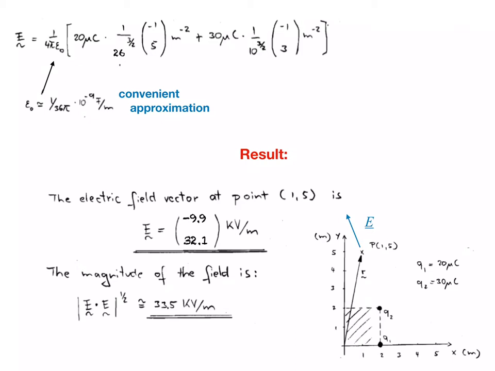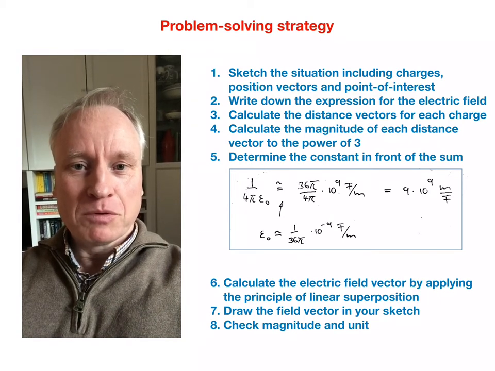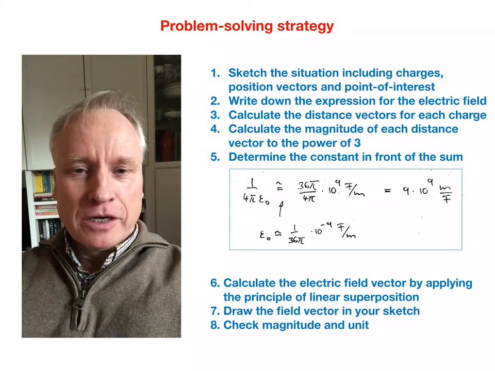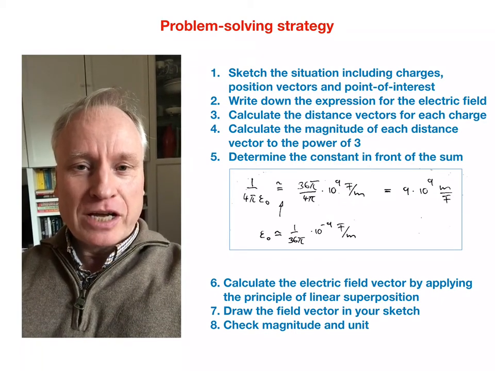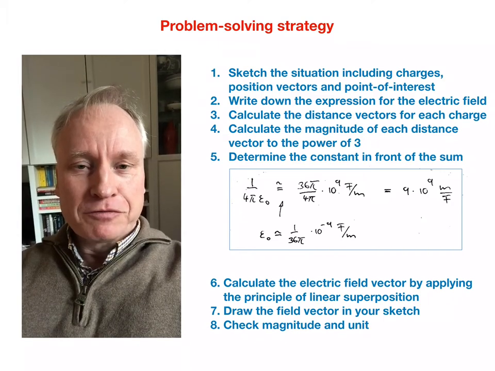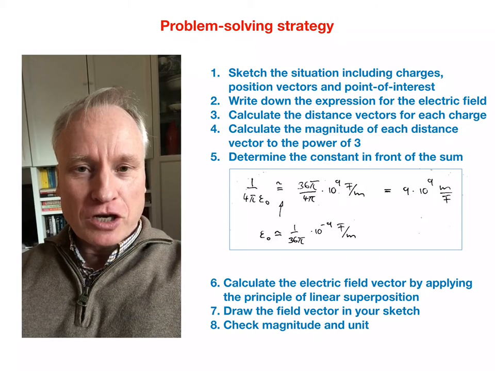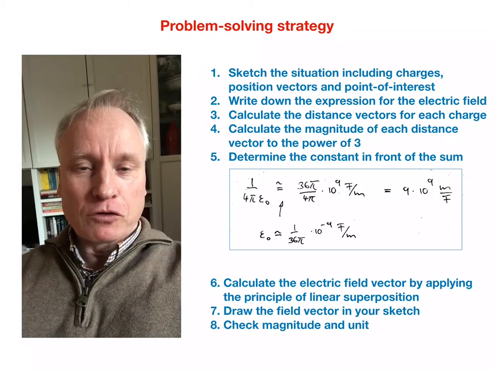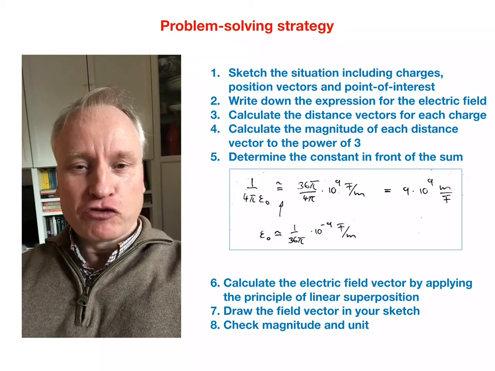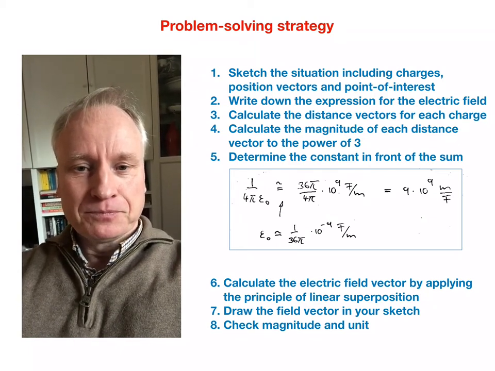it points in the direction of 11 o'clock at the point 1, 5. A good strategy for solving problems like this is to first draw a sketch of the situation, including all the charges that create the electric field. Then work out the difference vectors between those charges and the point of interest for each of those charges, then the magnitude of those vectors. Finally, add all the information together in a large sum and calculate the electric field.